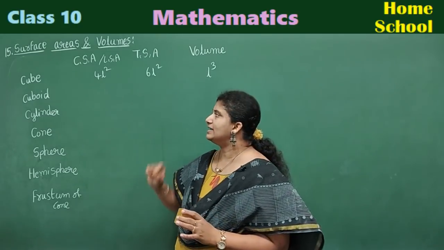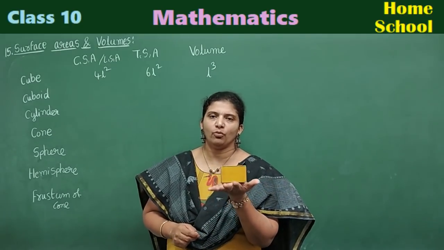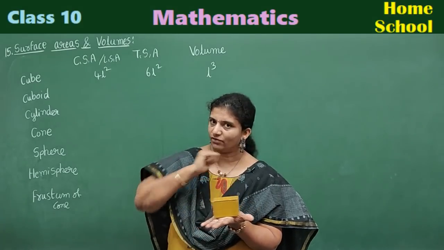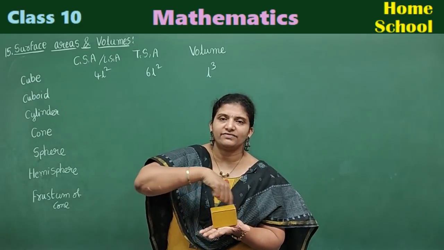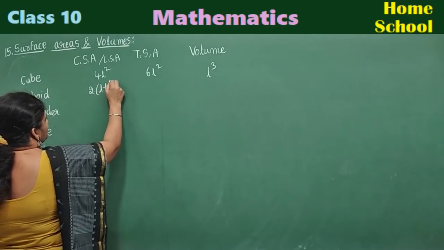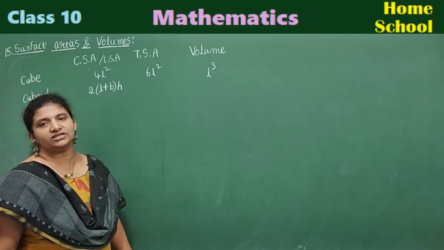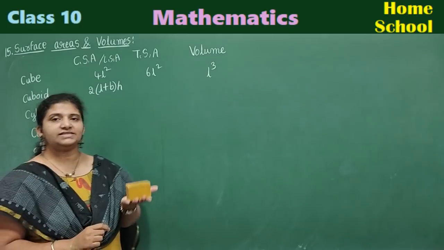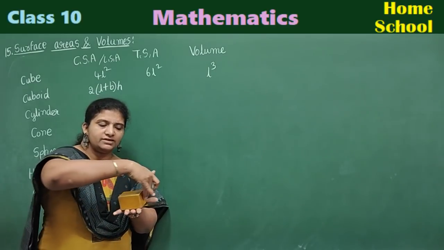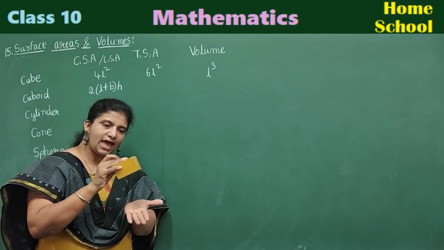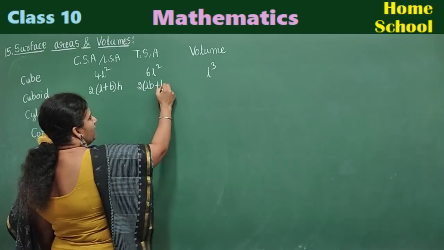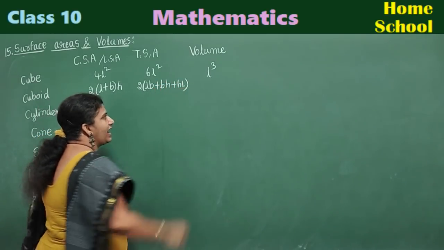Now, what is the LSA of a cuboid? For this cuboid, if you add the area of a rectangle plus area of a rectangle plus area of a rectangle, it will give you the lateral surface area of a cuboid. That is 2 into (L plus B) into H, or you may say 2H into (L plus B) square units. In the same manner, if you talk about total surface area, total surface area means this LSA plus top face and bottom face. That is very easy to remember. 2 into (LB plus BH plus HL) square units.